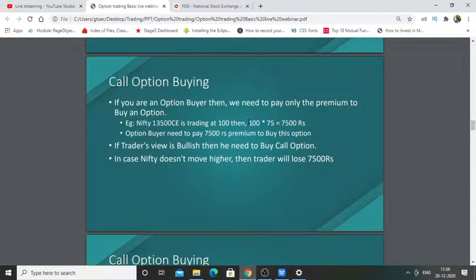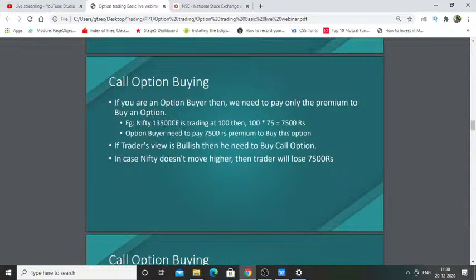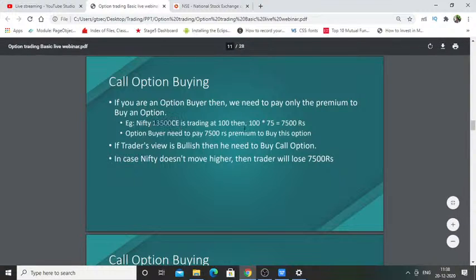If this call option expires out of the money, then this premium will go to zero. In that case the buyer of this 13,500 call will lose only the 7,500, wherever the market goes. If there is a sudden crash and the market moves to 12,000 or wherever, this premium will only go to zero and not beyond that. So the option buyer will lose only 7,500, not higher than that.